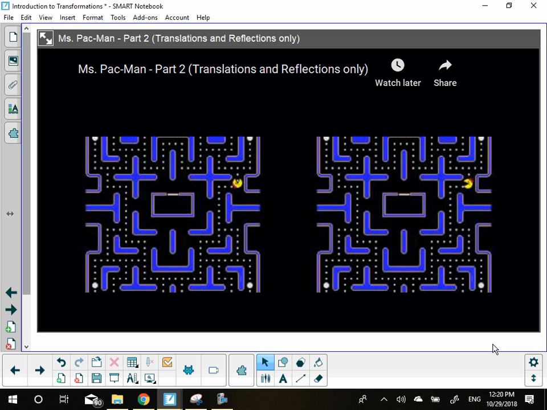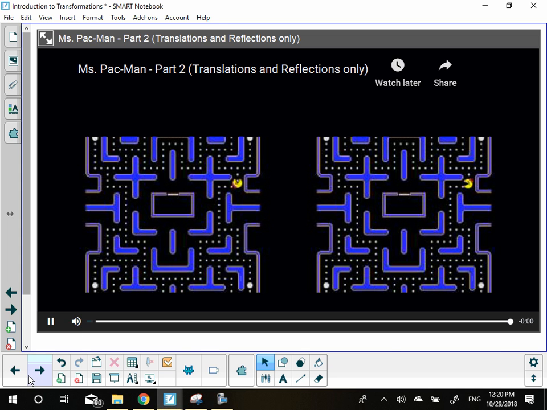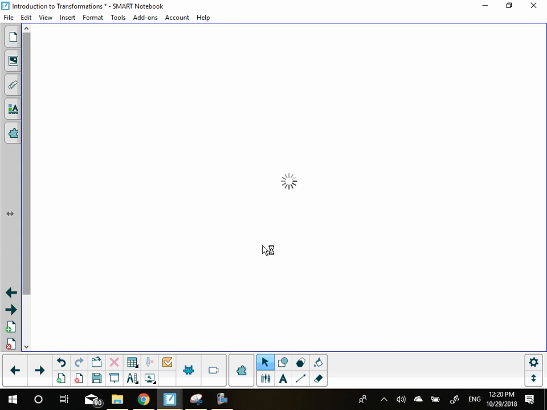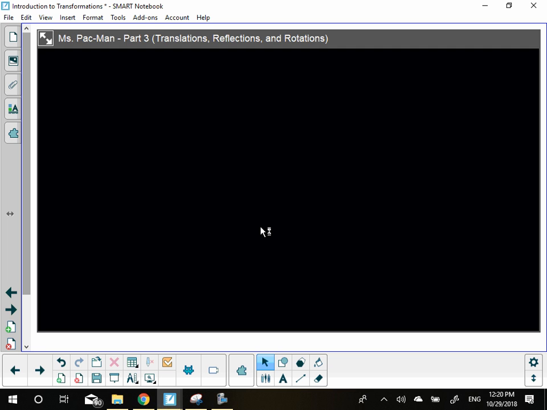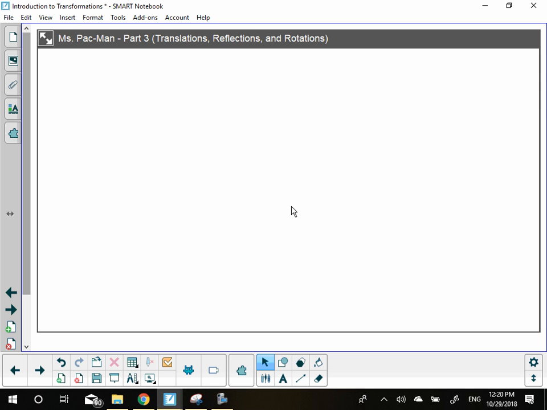When she was going up, she wasn't turning around to go up. So whenever she was changing directions, she'd flip, but she wouldn't necessarily rotate. She wouldn't turn around, so we call that a rotation, something we'll be talking about more on Thursday. So we have translations, reflections, and rotations. If we add in a rotation, it should look a little more normal. See what happens when you add in rotations.